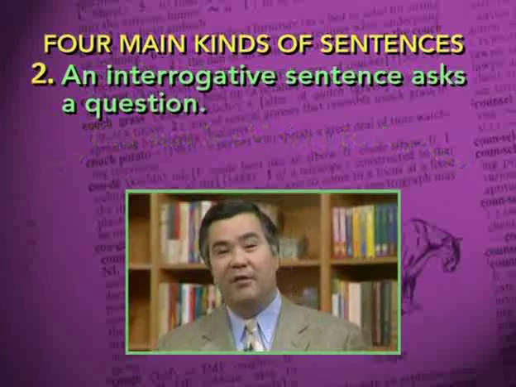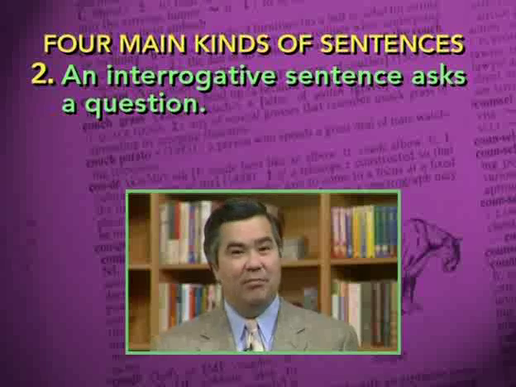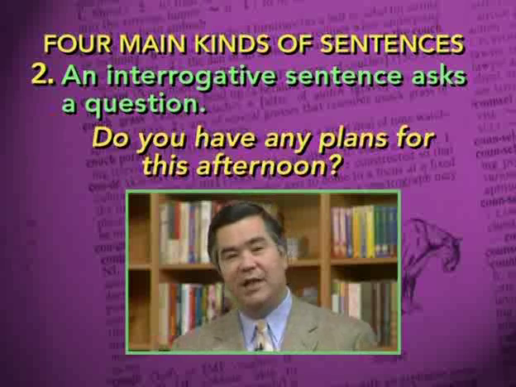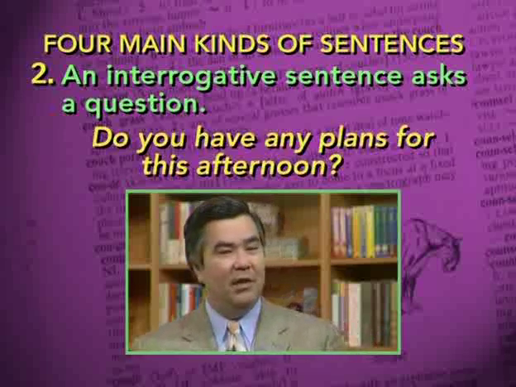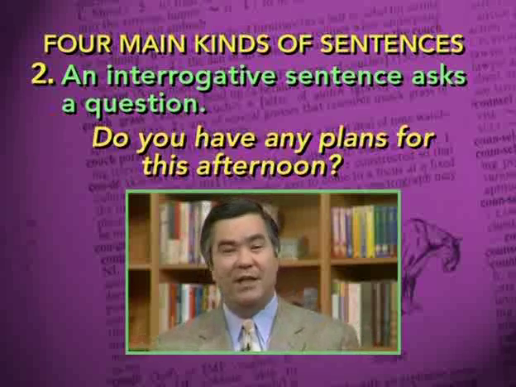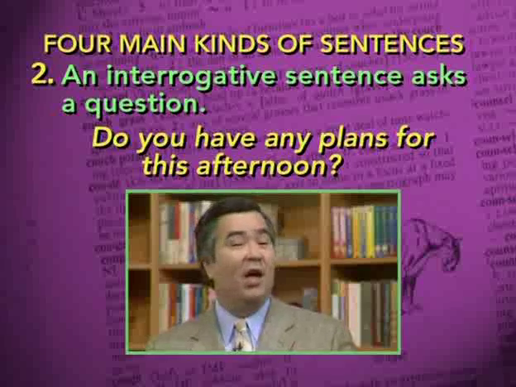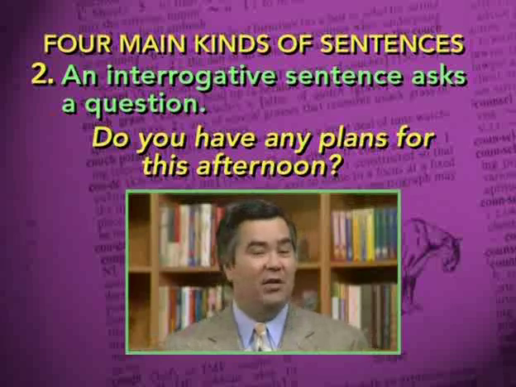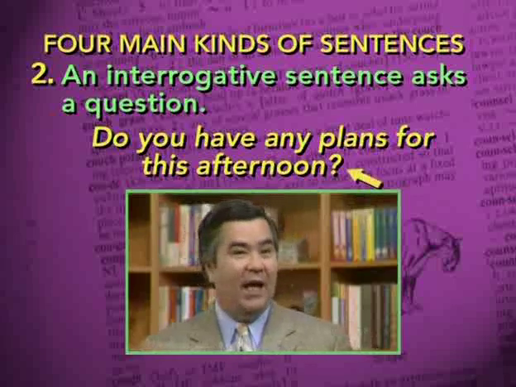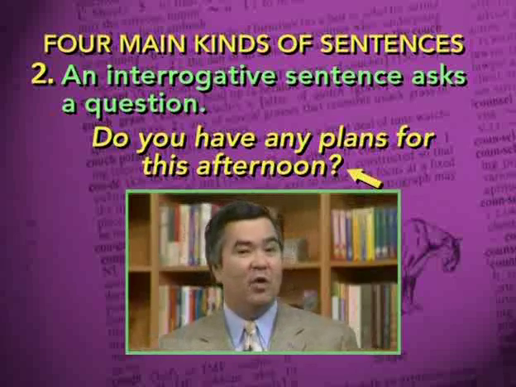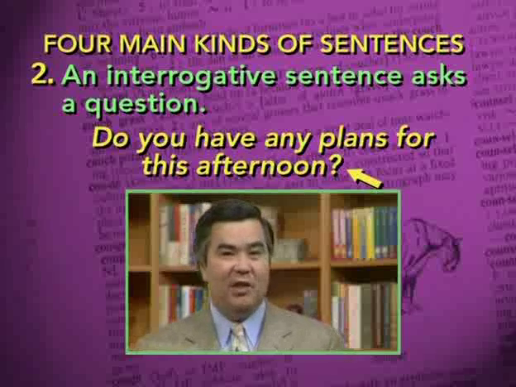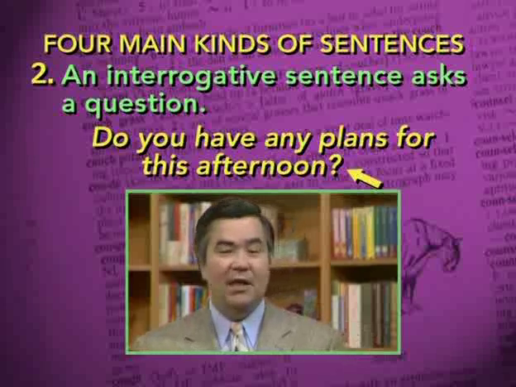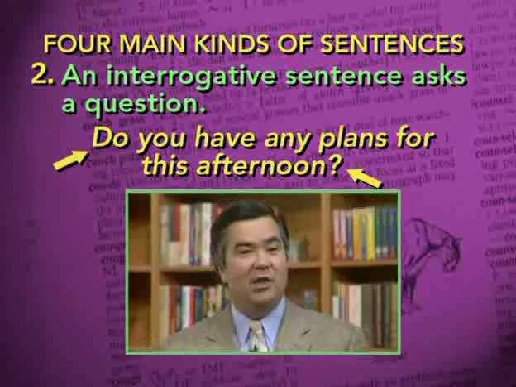An interrogative sentence asks a question. Here's an example. Do you have any plans for this afternoon? When I say this interrogative sentence, I'm asking a question of whoever is listening to me. I'm asking them what they're planning to do this afternoon. An interrogative sentence ends with a question mark. That makes it clear to the reader that a question is being asked. And again, like all sentences, it begins with a capital letter.